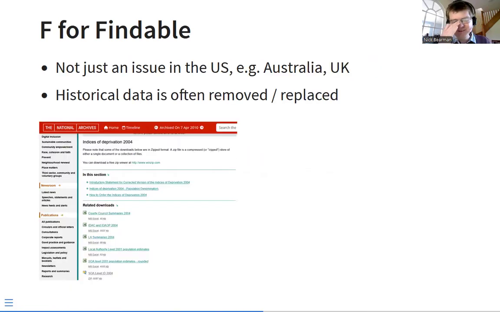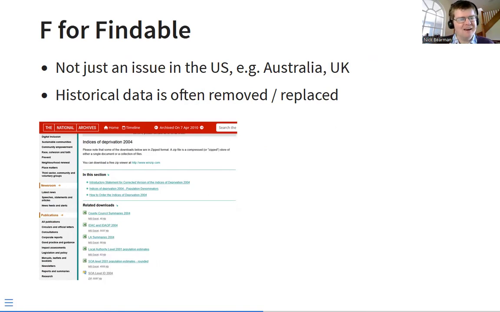And it's worth pointing out this is not just an issue in the US. There have been a couple of cases in Australia where data was stored in what was thought to be a long-term repository, and then it disappeared. And there are other subtleties, particularly with archiving data. So in the UK, often historical data on government sites is removed or replaced.